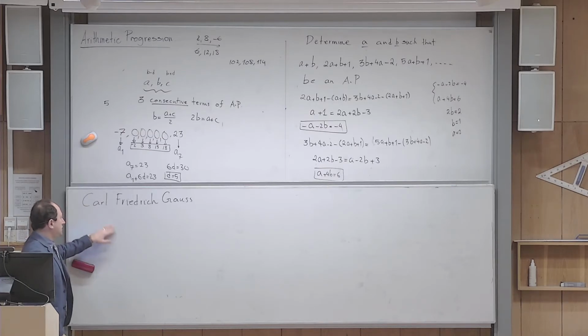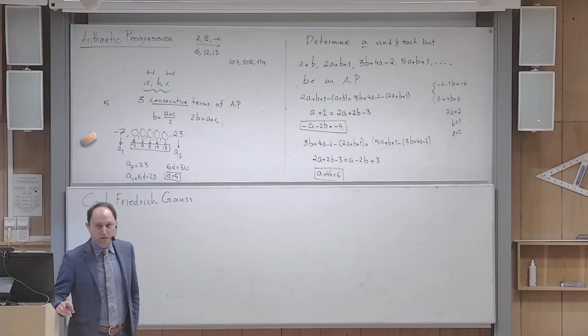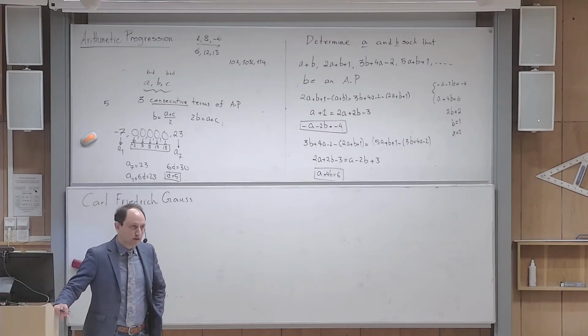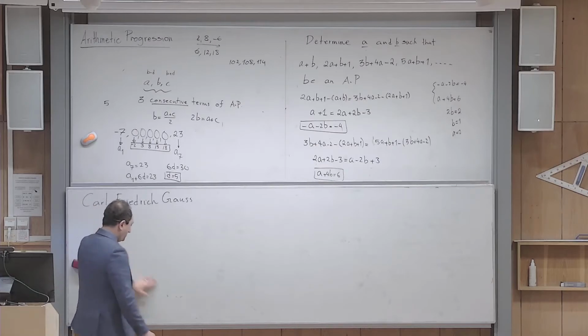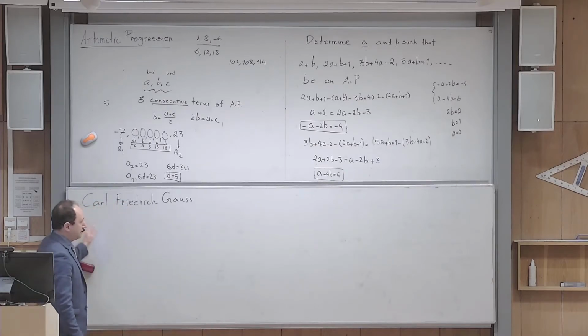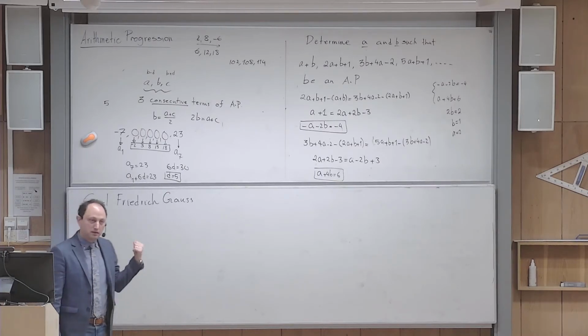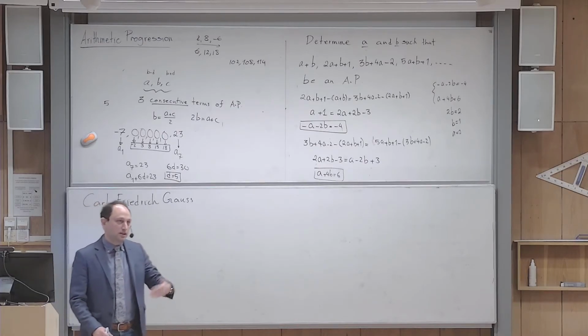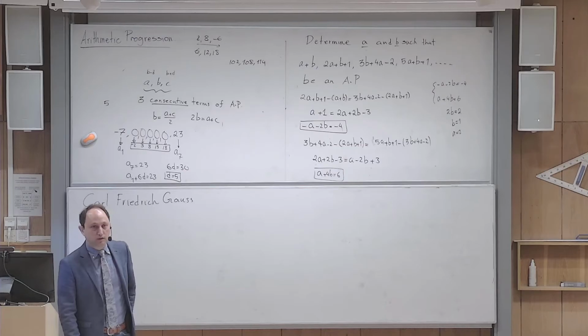The teacher came into the class. He wanted probably to keep the students busy, so he asked the students in the first or second grade to add numbers from 1 to 100. He was thinking that this would keep them busy for a while, but 2, 3, 5 minutes later, Gauss actually answered the question. The method that he used is exactly the method that I will use to prove the formula for the sum of the arithmetic progression.